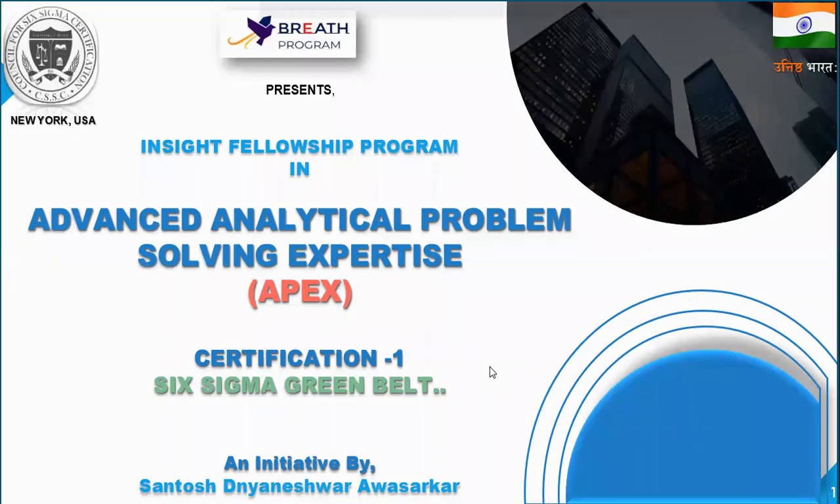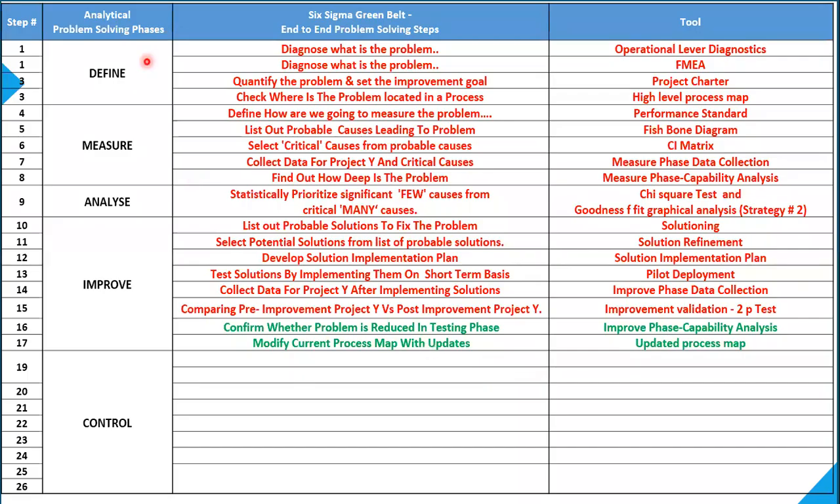So let's go to the next slide and recap where we are right now. In the define phase, we diagnosed what the problem is. First, we took a list of the problems, then we diagnosed the crucial problems and prioritized them. Six Sigma prioritizes the problem, the causes, and the solutions, and that is why this is one of the very important tools of prioritization.